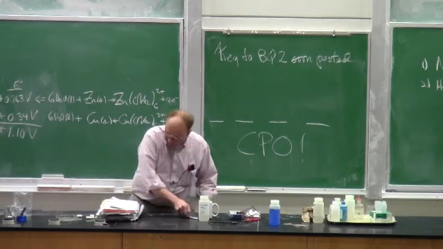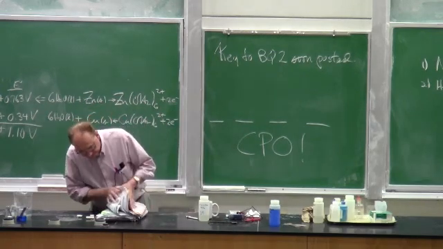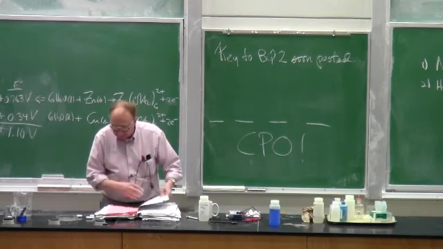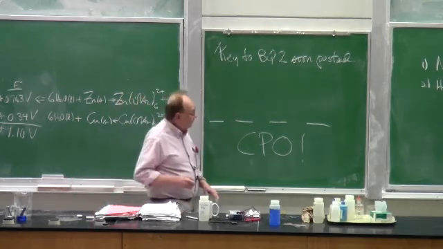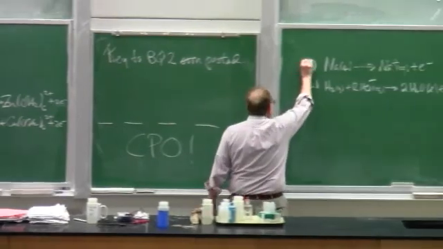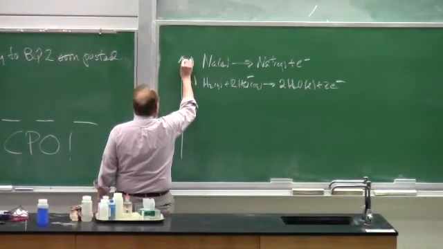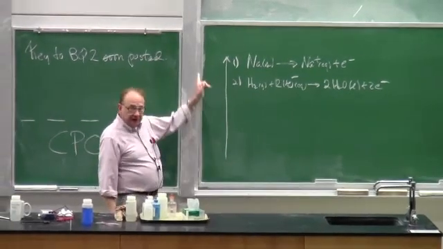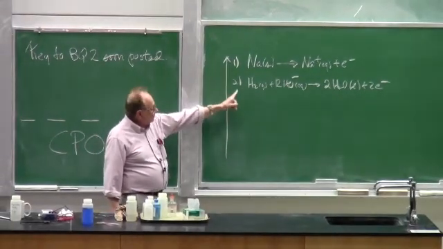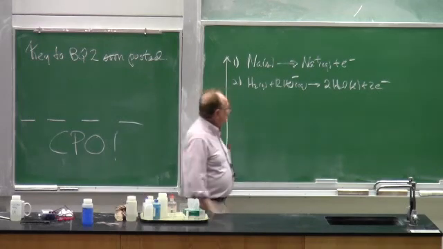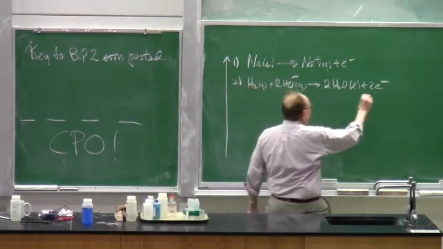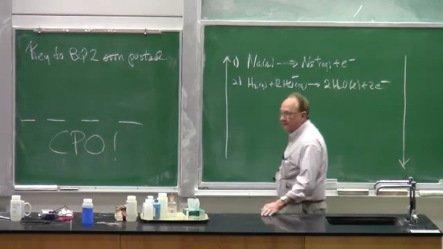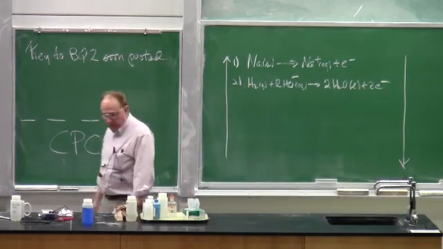Now, let's go back to the half reaction table and proceed with further development. Here's what we have so far. Strength as reducers increase from bottom to top. Sodium is a stronger reducer than hydrogen hydroxide ion. And strength as oxidizers increase from top to bottom.